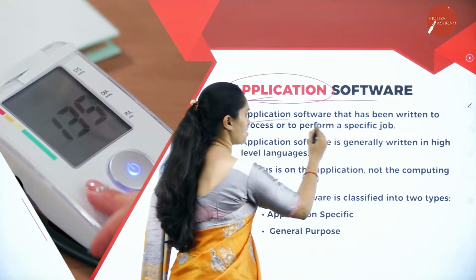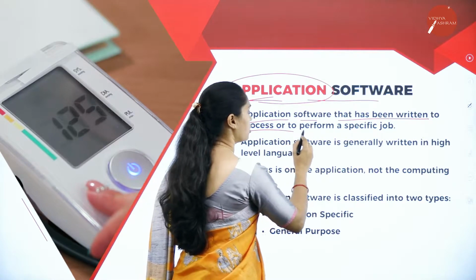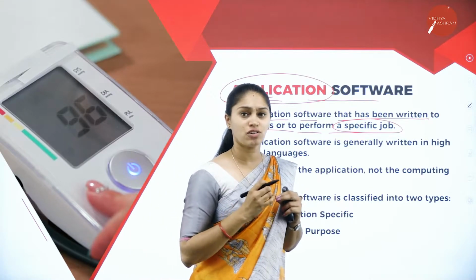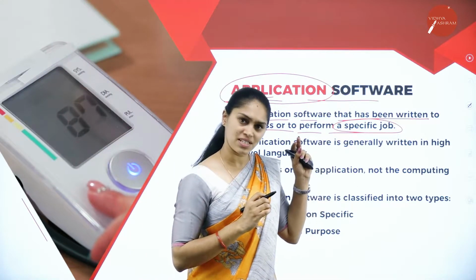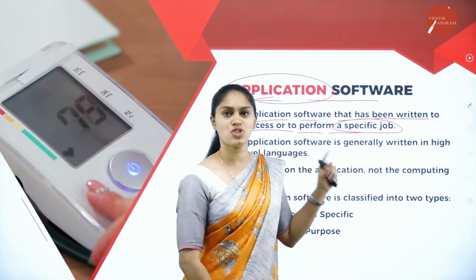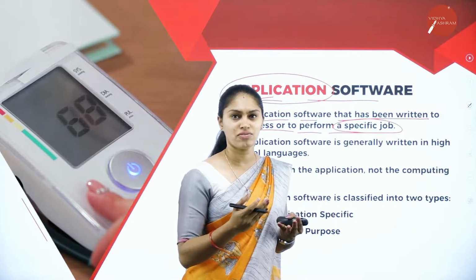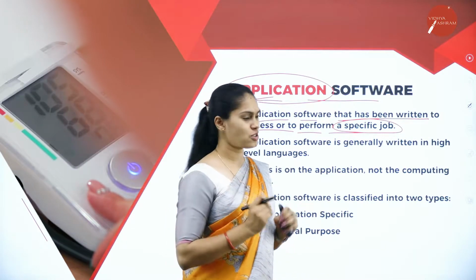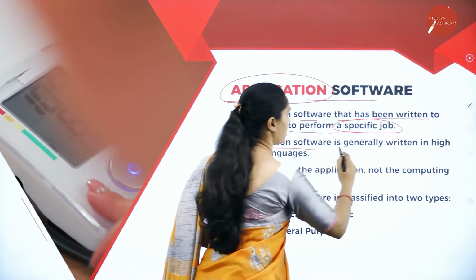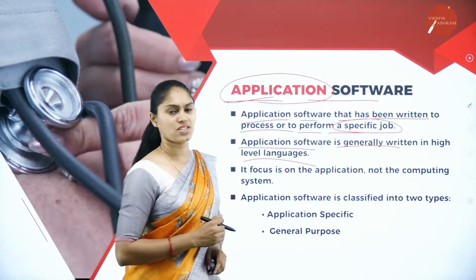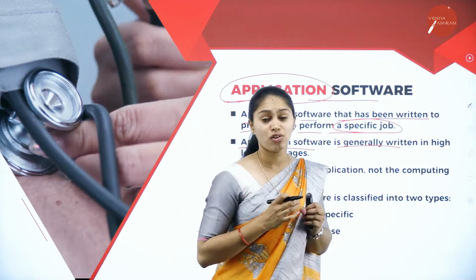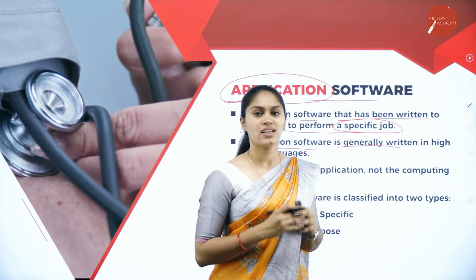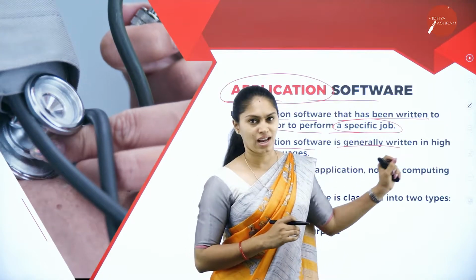So application software is written to perform a specific job. When you are writing a set of instructions to perform a specific task, we call that set of programs application software. Application software is generally written in high level languages. So we write a set of instructions meant to do the specific job with the help of high level programming languages.